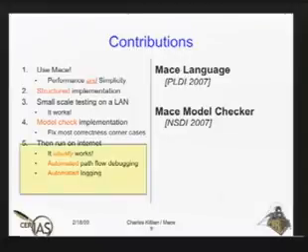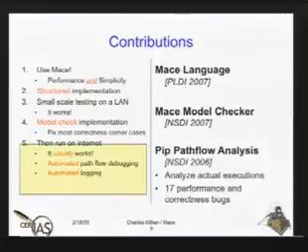And then finally, we use the PIP path flow analysis tool with Mace to provide causal path tracing of your distributed system, of a deployed system. We've used it to analyze actual executions of our distributed systems and used it to find 17 performance and correctness bugs in Mace implementations.